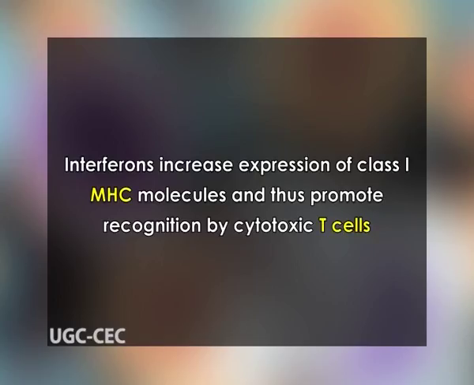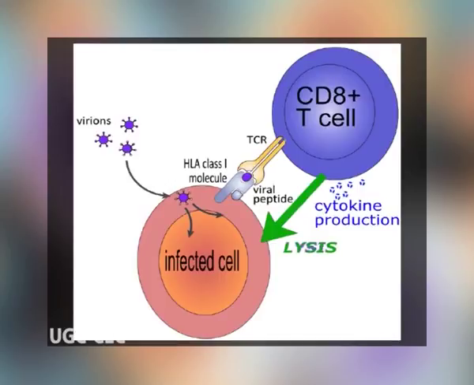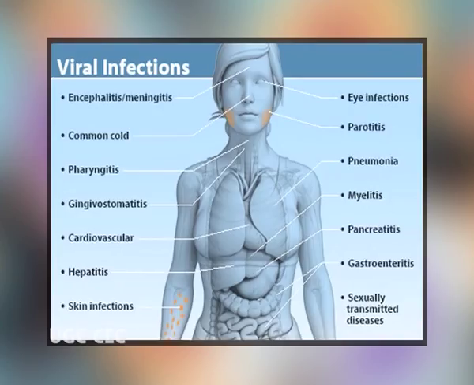In addition to the JAK-STAT pathway, interferons can activate several other signaling cascades. Both type 1 and type 2 interferons activate a member of the CRK family of adapter proteins called CRKL, a nuclear adapter for STAT5 that also regulates signaling through the C3G RAP1 pathway. Interferons increase expression of class 1 MHC molecules and thus promote recognition by cytotoxic T cells. They can activate natural killer cells and can kill virus-infected cells. They play an important role in the first line of defense against viral infections.